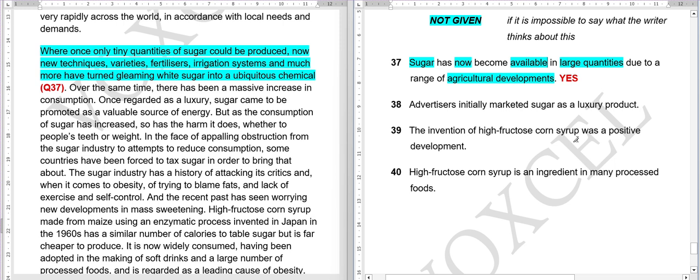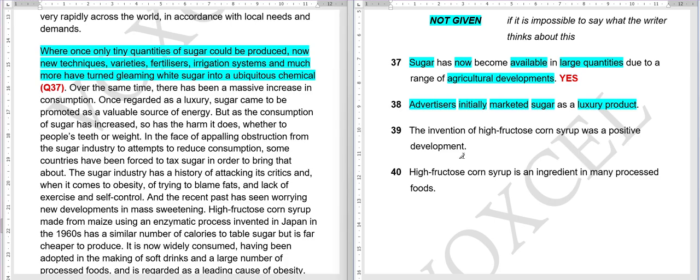Clear? Let's read 38th question now. Advertisers initially marketed sugar as a luxury product. If in the beginning advertisers marketed sugar as a luxury product, basically for rich people only, or for sparing or rare use, then the answer will be yes. But if that's not the case, and from the start sugar was marketed as a common household item, should be used regularly, it was not that expensive, then the answer to this is no.